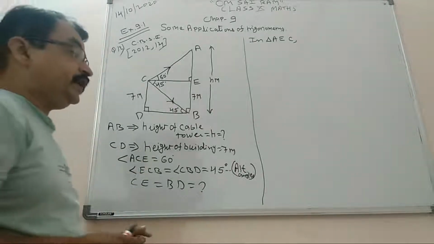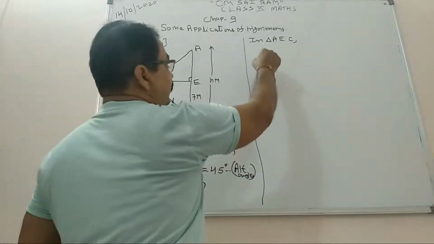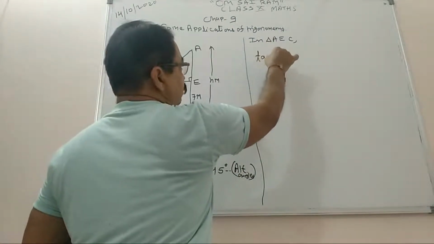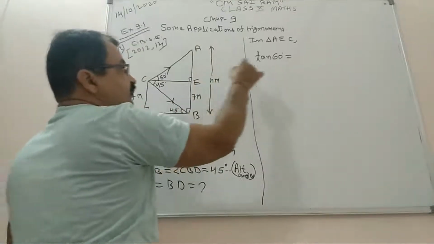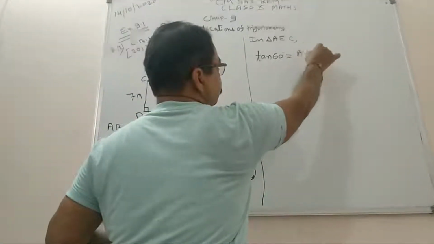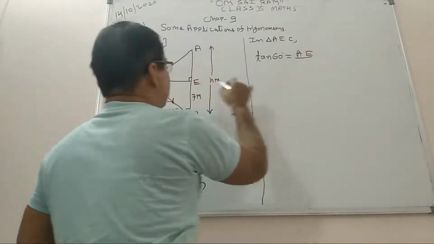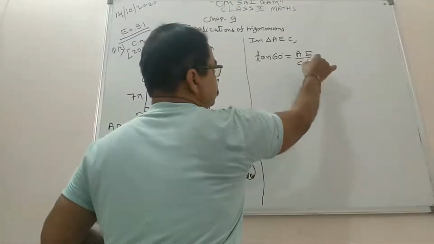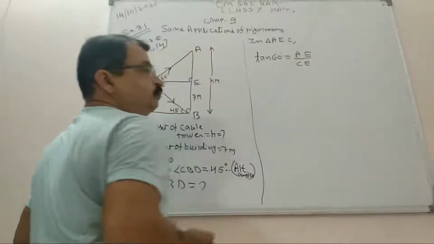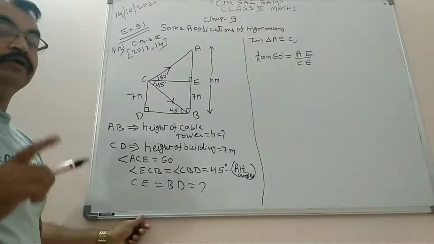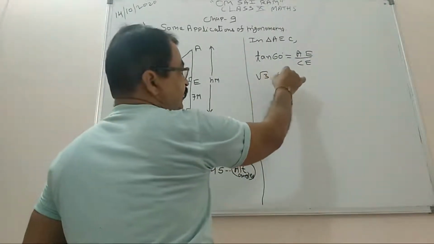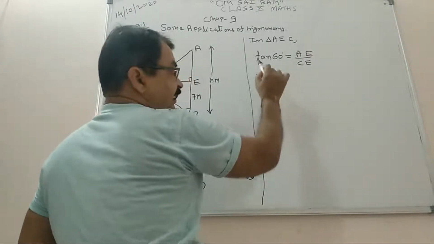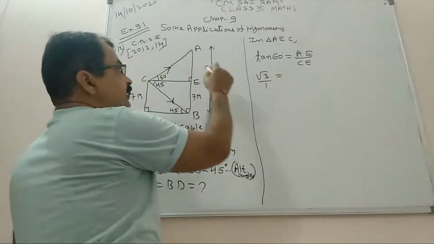Of course, tan. So we apply here tan of 60. Tan of the angle of elevation, 60 degrees. According to the definition, the opposite side is AE upon the adjacent side CE, right? What is the value of tan 60? According to the trigonometric table, it is root 3. So I'll write here root 3, which we can write as root 3 upon 1, equal to AE upon CE.